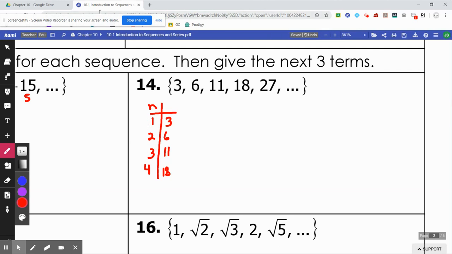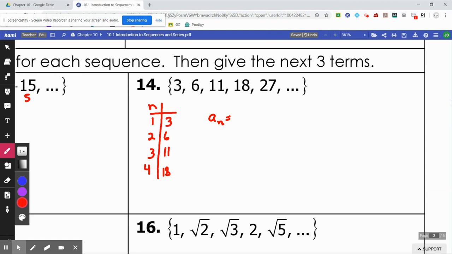Well, could we maybe multiply by 2 and then add something to it? So maybe a of n would be 2 times n, and then add 1 to it. 2 times 1 is 2 plus 1 is 3. 2 times 2 is 4 plus 1 is 5, not 6. So that doesn't check out either.